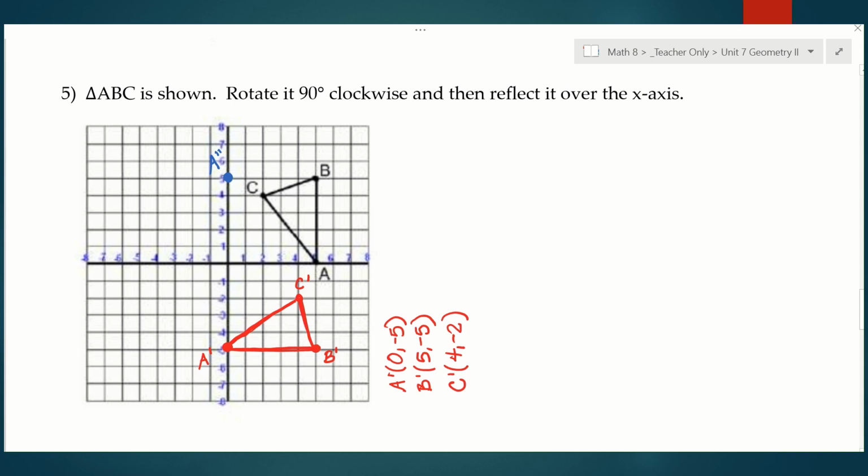B is also 5 away. So we're going to end up, oh, that's interesting. B and B double prime are the same point. Okay, and then what's left? C. C looks like it's 2 away. And so here's C double prime. Your final triangle.